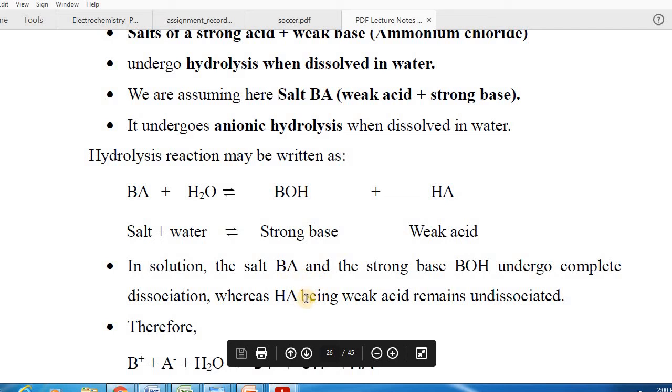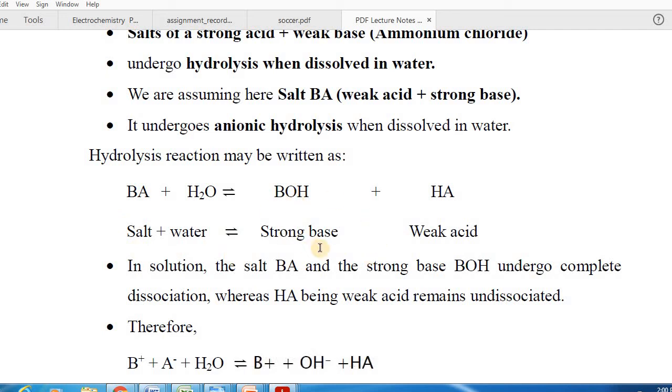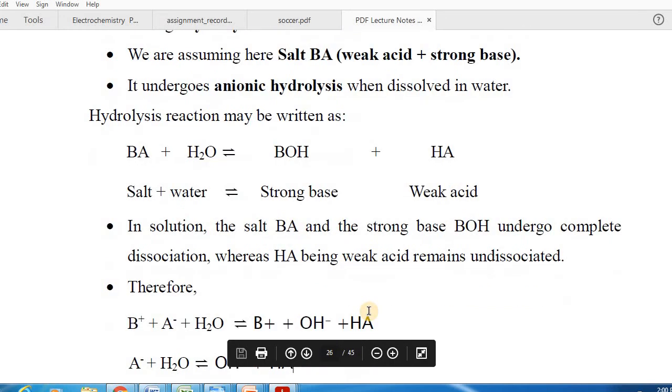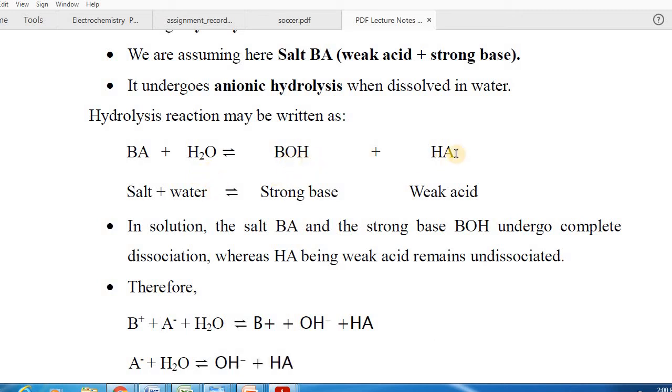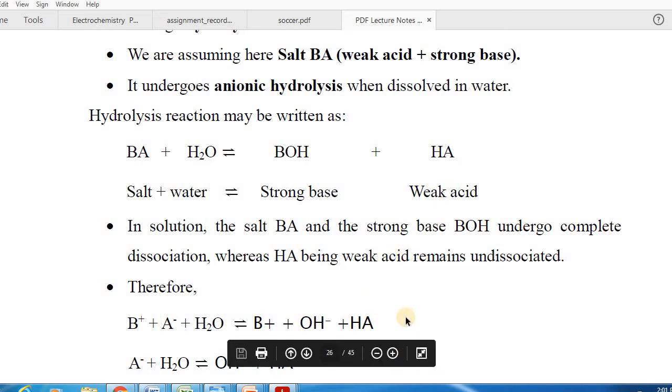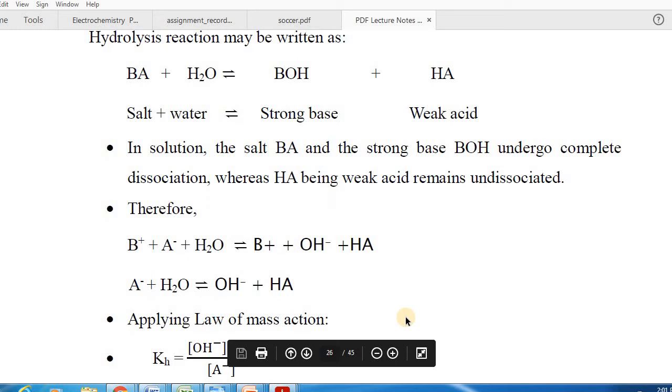In the solution, the salt BA and the strong base undergo complete dissociation, whereas the weak acid HA remains undissociated. So we can write this equation in this form: B plus, A minus, plus water, giving B plus, OH negative, plus HA. Here the salt and strong base have dissociated into ions, whereas the weak acid remains in undissociated form. So we have A negative plus water giving OH negative plus HA.